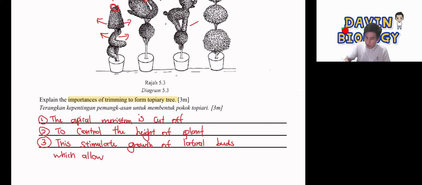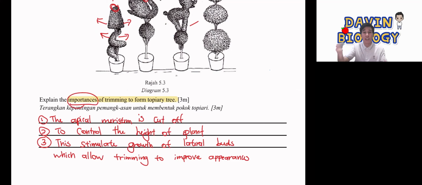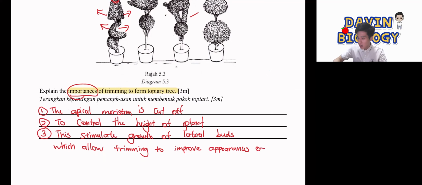which allows trimming to improve the appearance of the plant. So one of the main importances is basically to make it pretty. And people will come here and post stories, more Instagrammable. That's the whole point of it, basically.